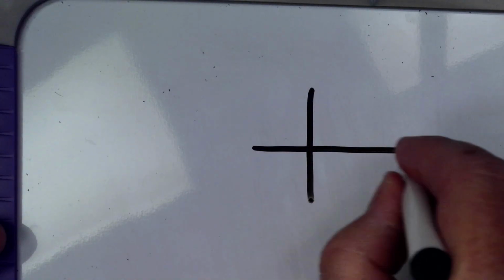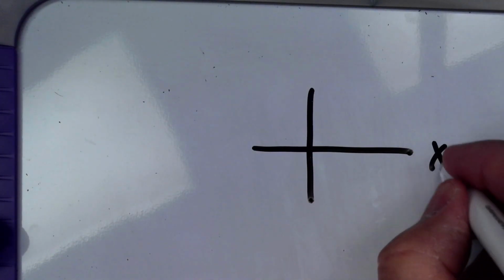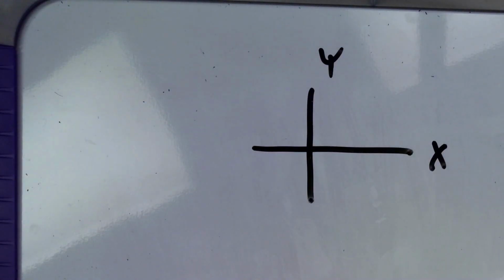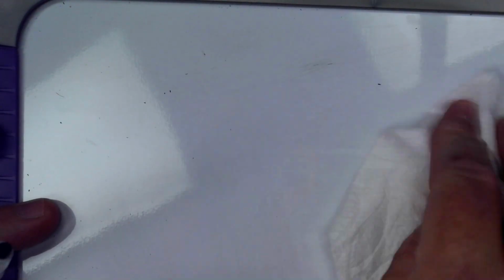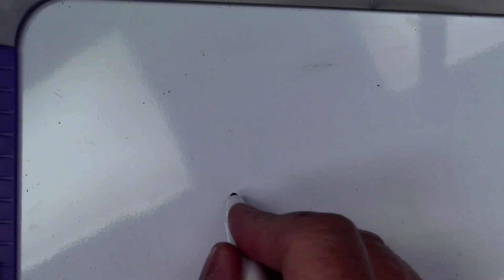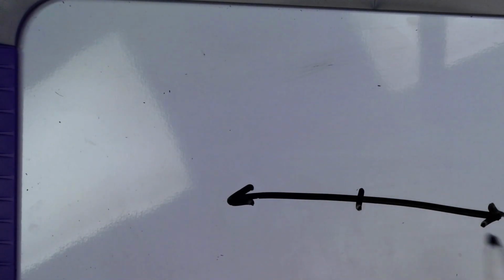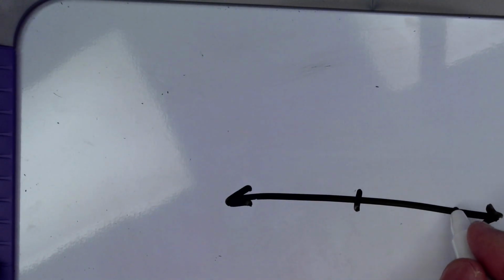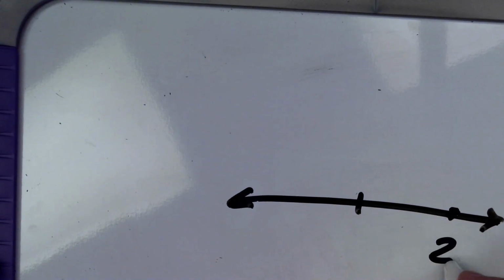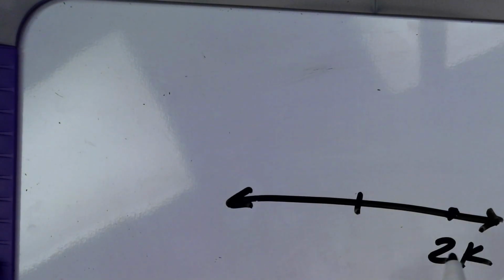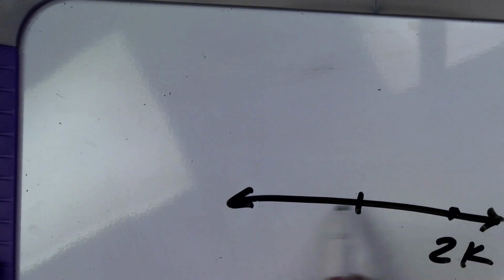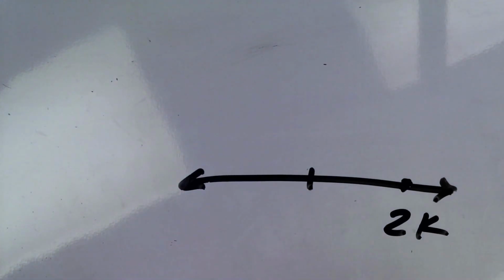So let's look here, and if we just say our standard X and Y coordinate system, right? In DC, everything is just on the real number line here. So say I'm talking about resistance, if I have 2K of resistance, it's going to show up on the real number line here.